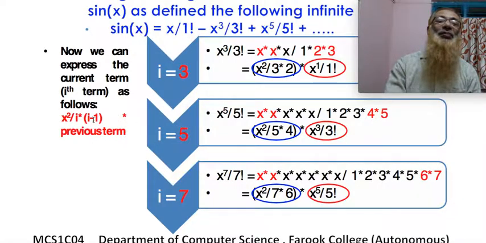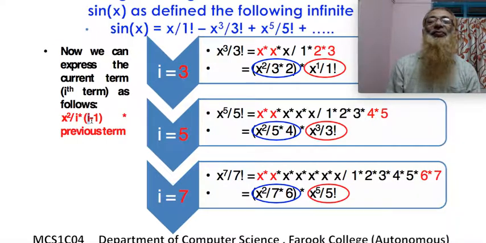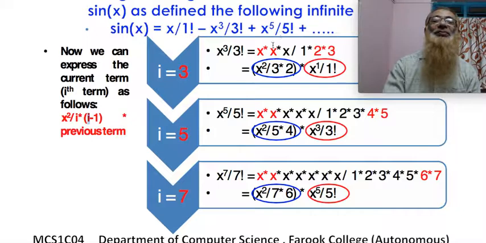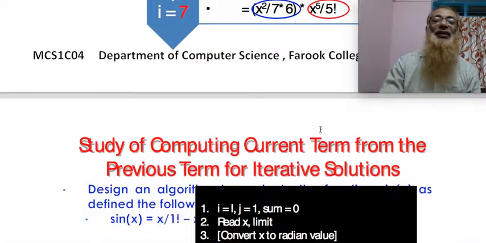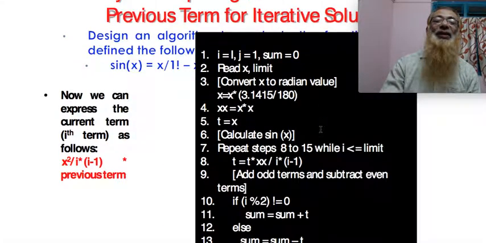Each term can be computed as follows: x square by I into I minus 1 into the previous term. This is the first term. This is the second term, x cube by 3 factorial. We generate the third term, x^5 by 5 factorial, from the second term. Now, armed with this information, let's redesign the solution that we have done earlier.